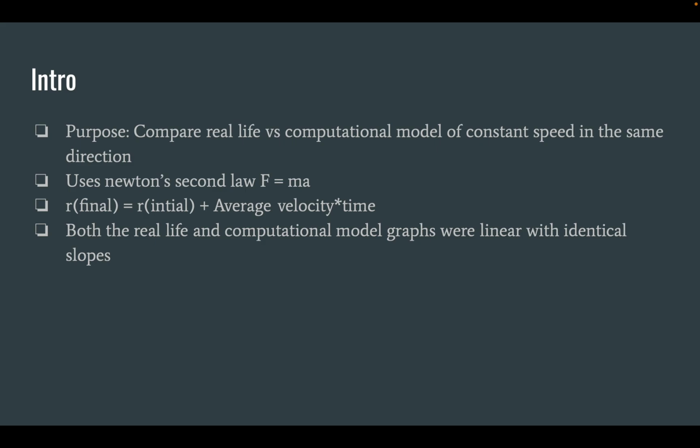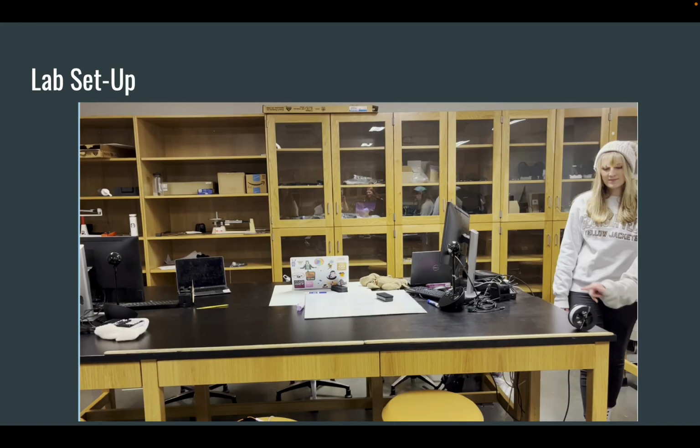This uses Newton's second law, F equals ma, because as velocity stays constant the entire time, acceleration, which is change in velocity, is zero. Therefore, F net is also zero. In this lab, both the real-life graphed data and the computed graphed data were linear and had identical slopes, so the overall lab was successful.